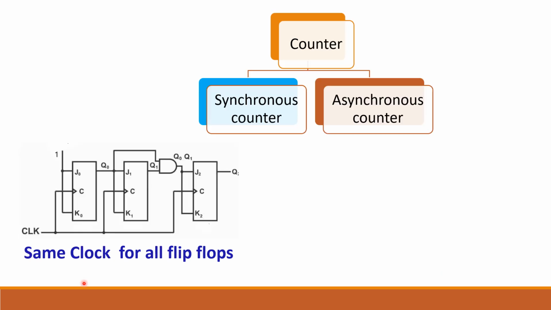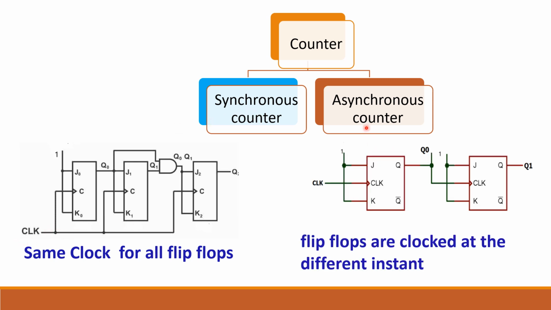You see this picture, the JK flip-flops: the clock is the same in all the 3 cases. All the 3 flip-flops receive the same clock pulse, so it is a synchronous counter. In an asynchronous counter, you can see the clock is given only to the first flip-flop. For the second one, the output of the first flip-flop is given as the clock. So the second flip-flop will not receive the clock at the same time. So this counter is said to be an asynchronous counter, that is, they are not clocked at the same instant.